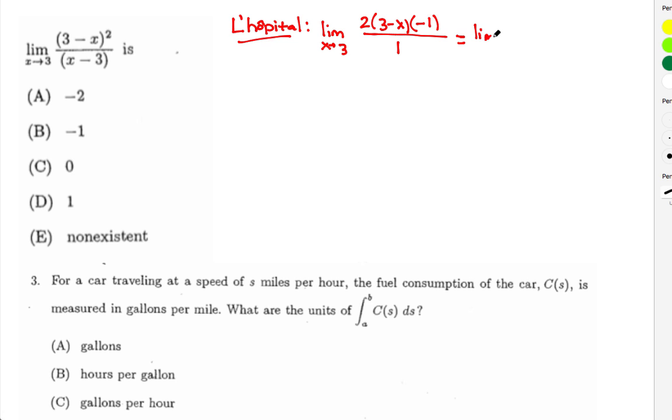We find the limit as x approaches 3 of 2 times the quantity 3 minus x times negative 1. So I'm going to put that there. And if we put a 3 inside, we would get a 0. So our answer is just C, 0.